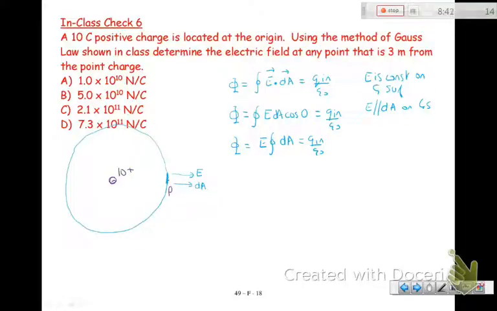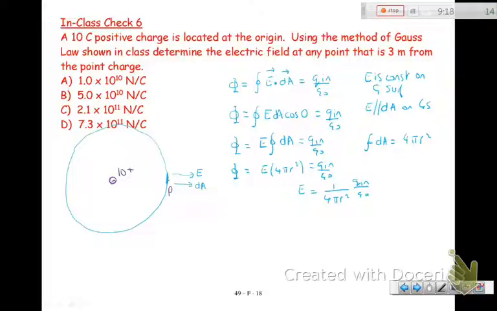And then I say, well, hold on. The surface integral of dA for a sphere is 4 pi r squared. So flux is equal to E times 4 pi r squared, which equals Q in over epsilon naught. We're almost there. So E is equal to 1 over 4 pi r squared times Q in over epsilon naught. Bring the 4 pi r squared to the other side.